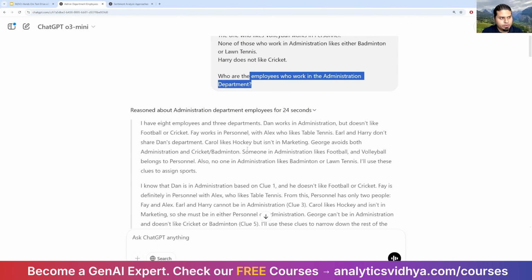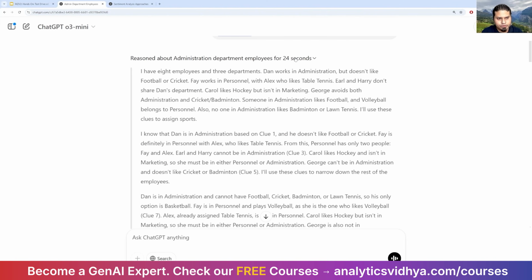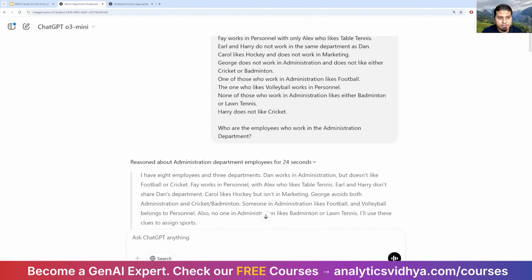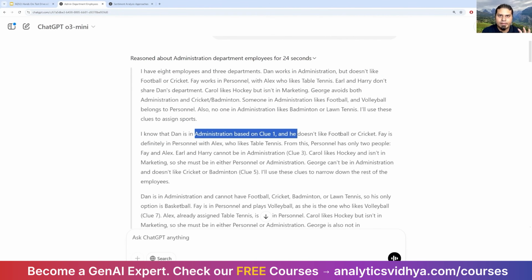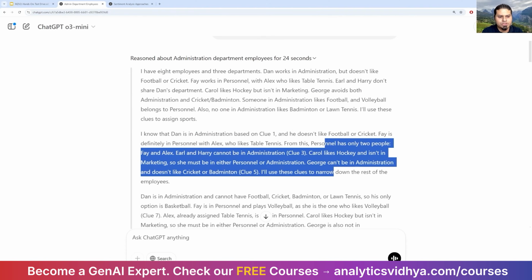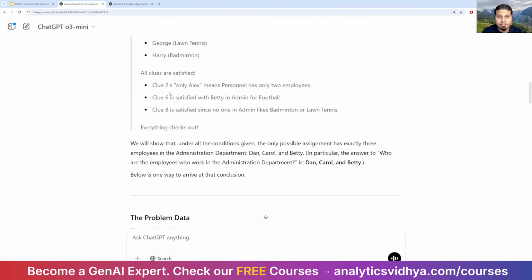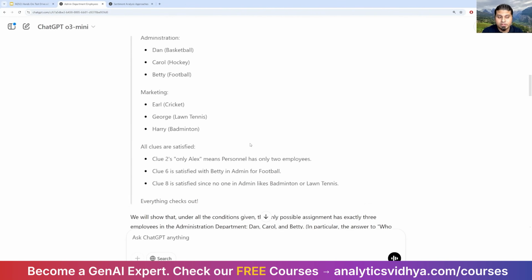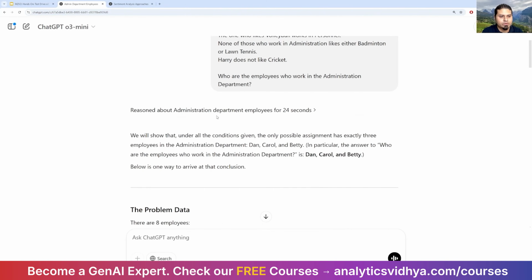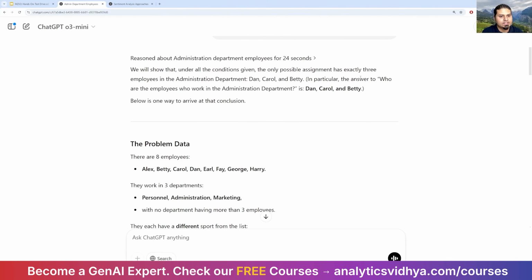As you can see, o3-mini reasoned for about 24 seconds, where it starts looking at it step by step, looking at those clues which we gave it in the prompt and starting to map the people to particular sports and departments. And after all the reasoning is done, it validates it also to make sure that things are making sense. And then it gives us the response, saying that the employees are Dan, Carol, and Betty.